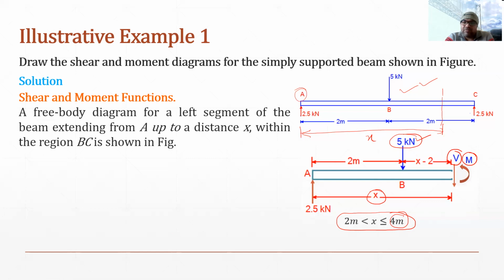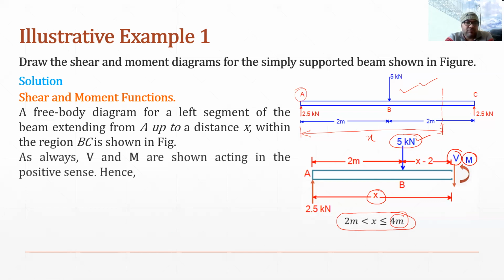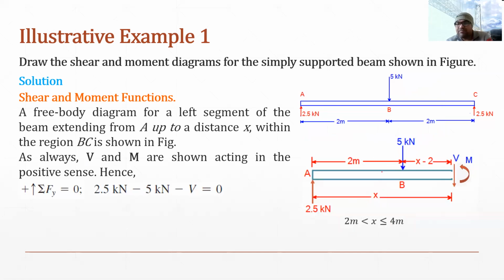So first we will find out the value of V by applying the equation of equilibrium. Yes, we have made the sense of V and M positive as discussed earlier. So now using this equation, you can see easily in the free body diagram that there will be 3 vertical forces now. One is this reaction, second one is this external load, and the third one is the V, which is shown as vertically downward. So there are 3 forces.